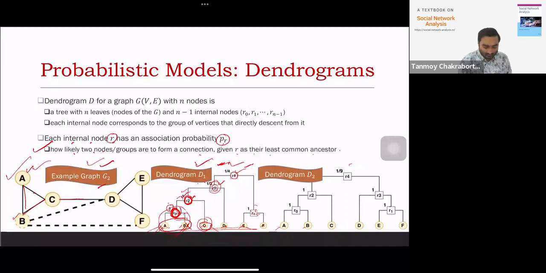Okay. So now how do we calculate this probability? We will discuss. So let's try to understand this tree again, right? In this tree, let us assume that we have some ways to create a dendrogram. We have a dendrogram, right, where leaf nodes are original nodes in the graph, right? And internal nodes indicate some sort of association between nodes, right? And each internal node is associated with a probability, which basically indicates the likelihood that two nodes are to form a connection, right? Given that R, the internal node R, is the least common ancestor.